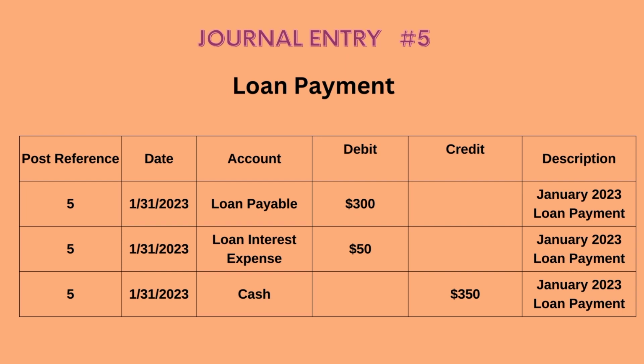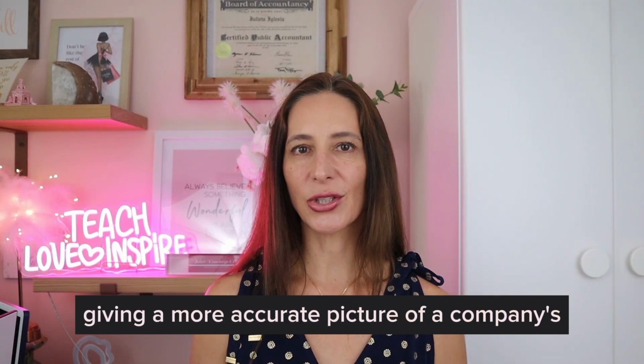Let's see how this looks. In this example, the business has paid $350 towards its loan, of which $300 reduces the loan's principal, and $50 accounts for the interest expense. This entry helps track the repayment of loans and the cost of borrowing, giving a more accurate picture of a company's financial health.